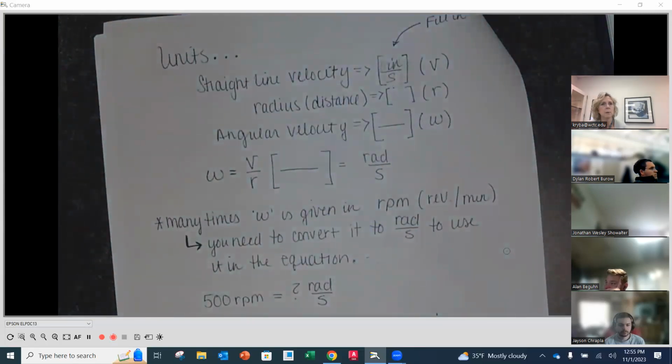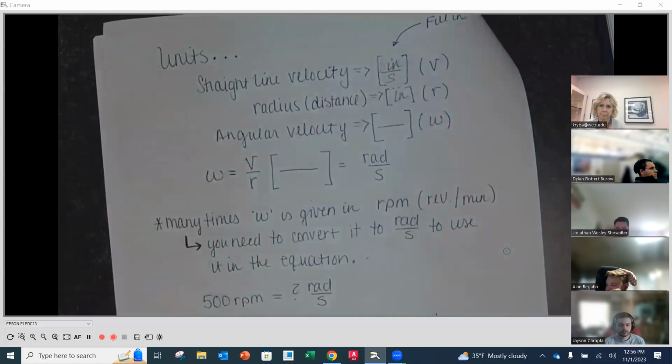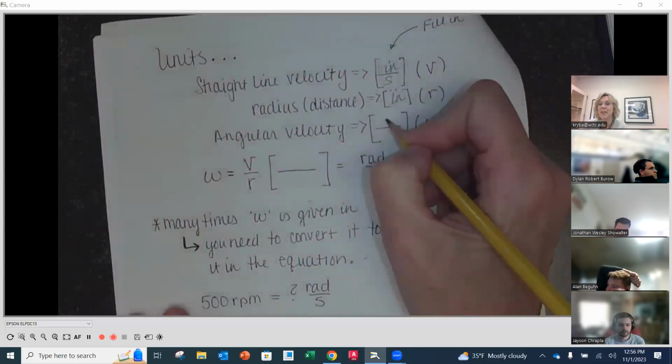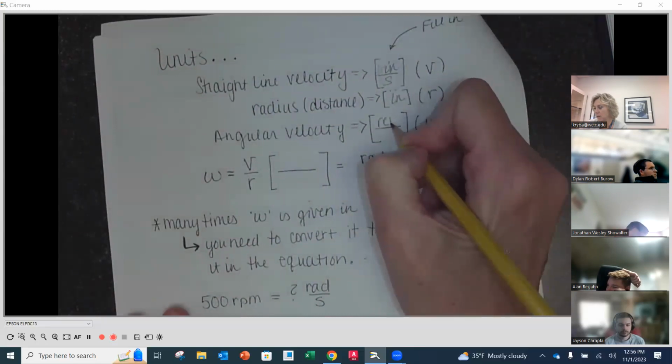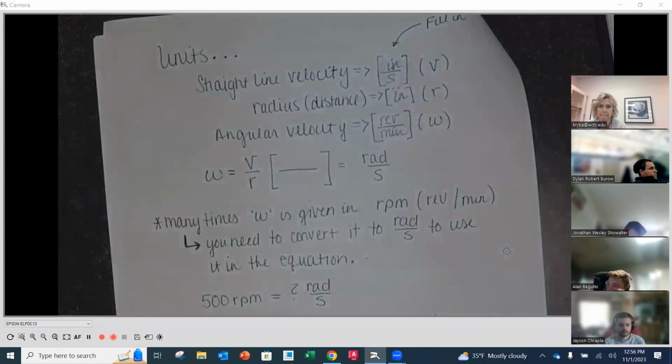Radius, since it's a distance, what would I expect those units to be? Inches, feet, meters, millimeters, miles, kilometers. We're going to use inches. Angular velocity, W. Units here? Well, there you go. Numerator, denominator: revolutions per minute. Revolutions per minute.